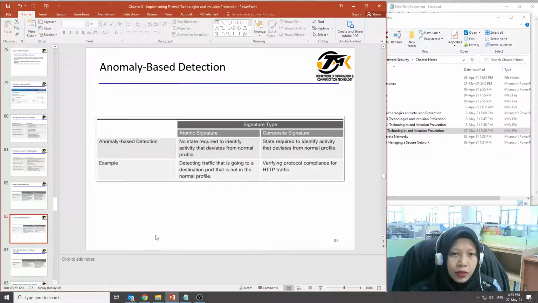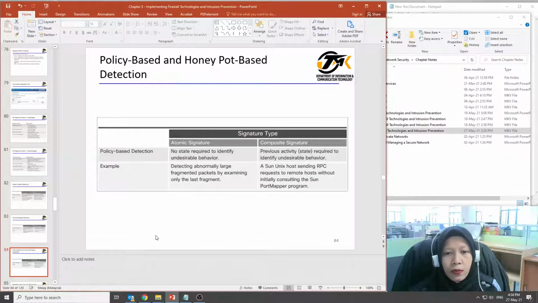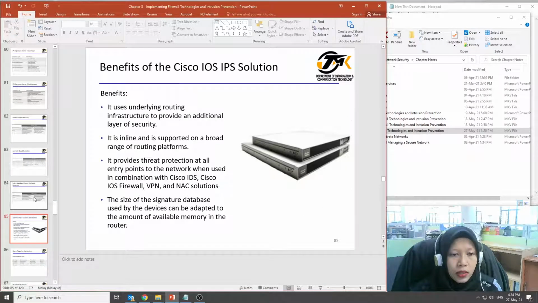So for anomaly based detection, between the atomic signature and the composite signature: for atomic, it is not required to identify activity, it is based on the destination port. But for a composite signature, it requires identifying activity. So what is the normal behavior? What is the abnormal behavior? The same with policy based, which is based on detecting an abnormally large fragmented packet. This one you can read yourself.